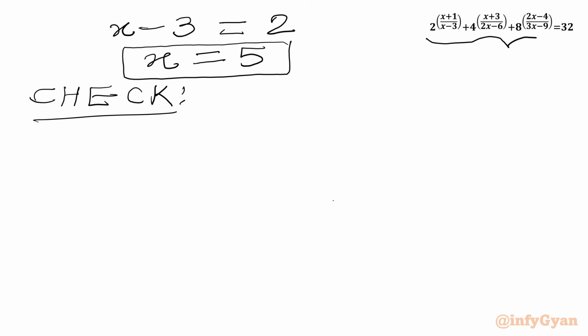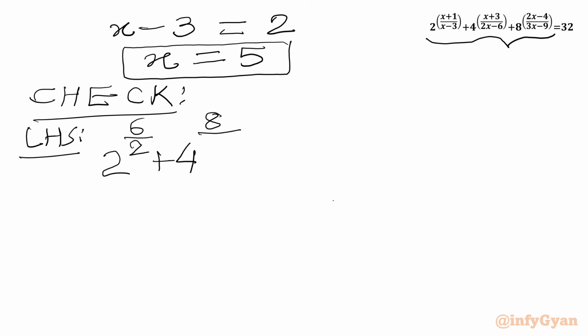Here we have the left hand side, so I will begin with LHS. It is 2 power x plus 1 over x minus 3. x is 5. So 5 plus 1, 6 over 5 minus 3, 2, plus 4 power x plus 3. So 5 plus 3 is 8 over 2x minus 6, 10 minus 6, 4, plus 8 power 2x minus 4, so 6 over 3x minus 9, 15 minus 9 is 6.